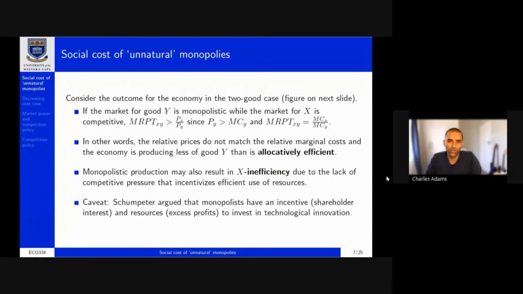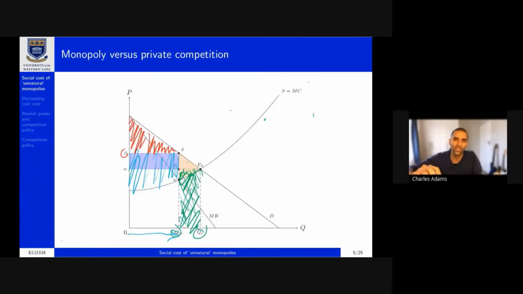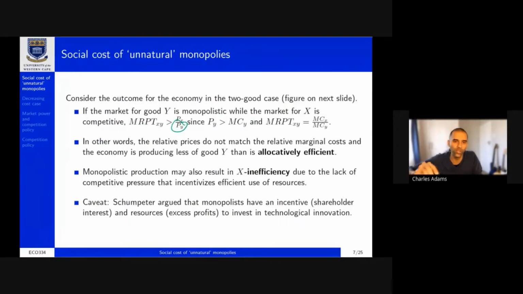If you consider the outcome for the economy in the two good case, if the market for good Y is monopolistic, there's a monopoly producing Y, and the market for good X is competitive, then the marginal rate of product transformation between X and Y will be larger than the ratio of the prices of goods X and Y. And the reason for that is that this denominator over here, dy, will be higher. As we saw in this graph, when a monopoly comes into being in a previously perfectly competitive market, the price goes up, in this case from alpha to beta. So the price over here will be different.